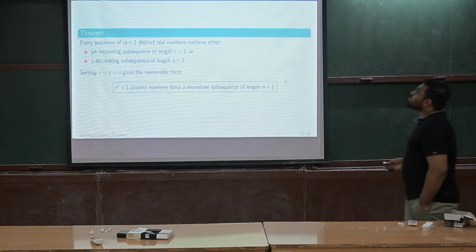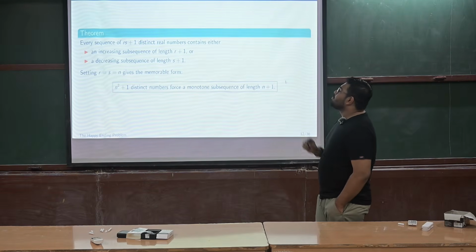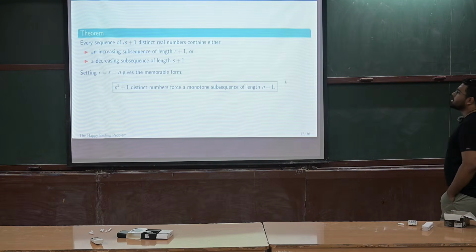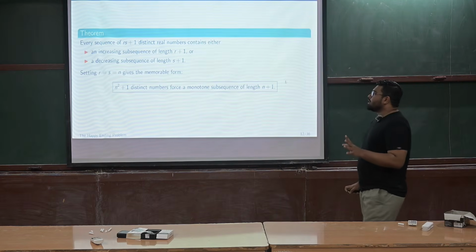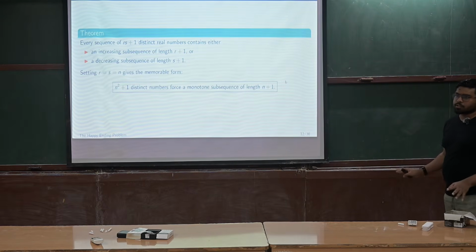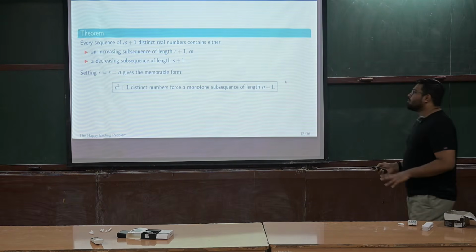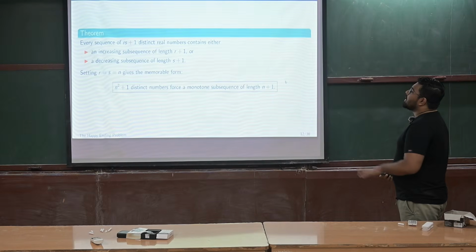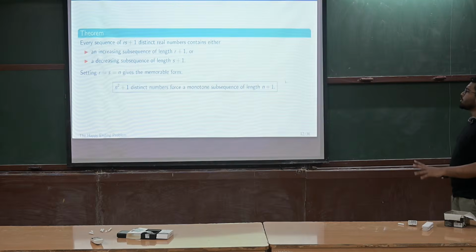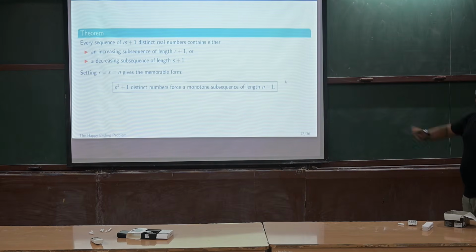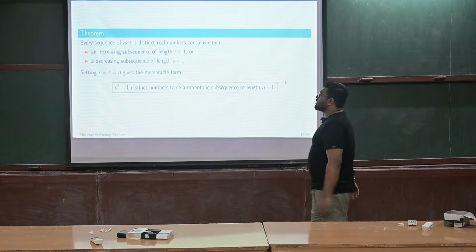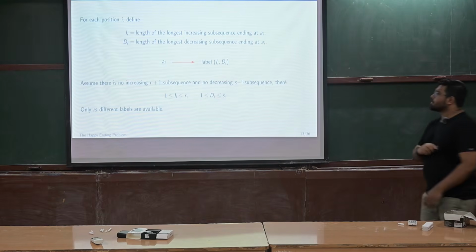So the Erdős-Szekeres monotone subsequence theorem states that any sequence of rs plus 1 distinct real numbers contains either an increasing subsequence of length r plus 1 or a decreasing subsequence of length s plus 1. The more degenerate case is setting r and s both equal to n: every n squared plus 1 distinct numbers force a monotone subsequence of length n plus 1. This is the thing whose geometric analog I will be giving.